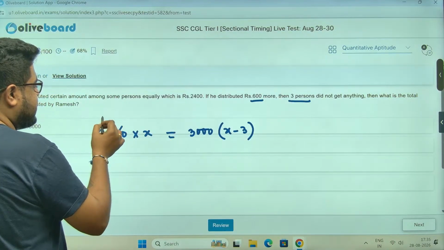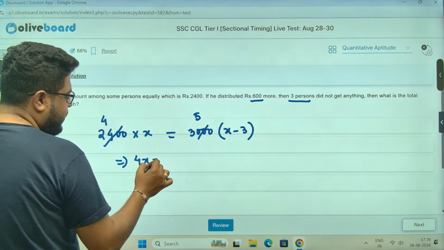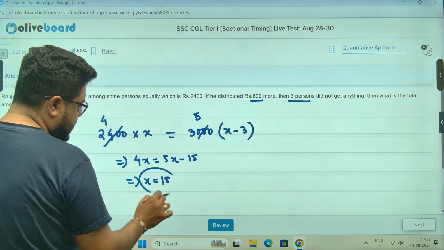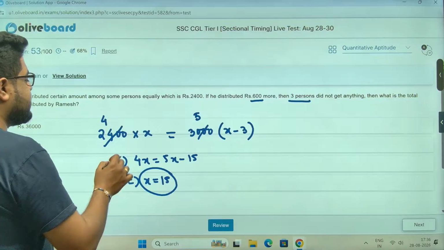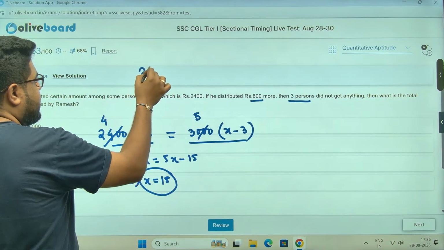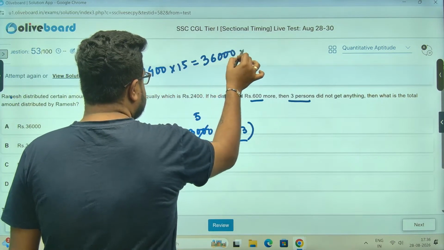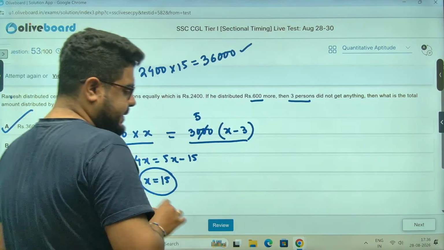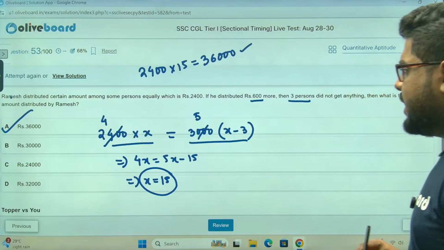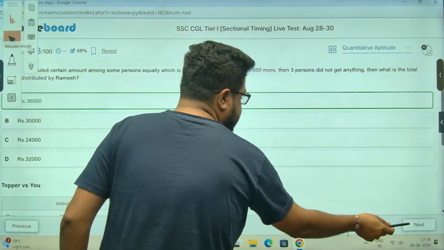Both are equal to total money. Just calculate. 600 4s are this, 600 5s are this. So 4x equal to 5x minus 15. So x equal to 15. What are they asking? What is the total amount distributed? Either this or this, both are total amounts. I'm taking this. So 2400 into 15, which is 36,000 rupees. That's your answer. Option number A is the correct answer. You see, very simple question.